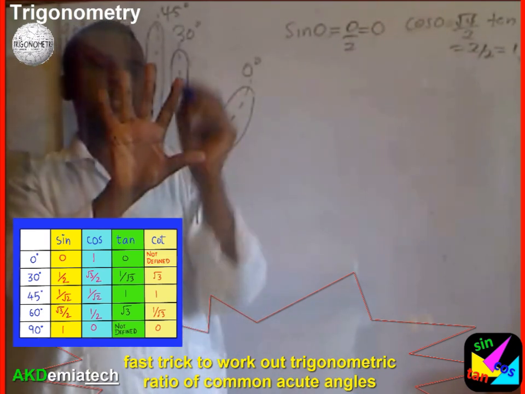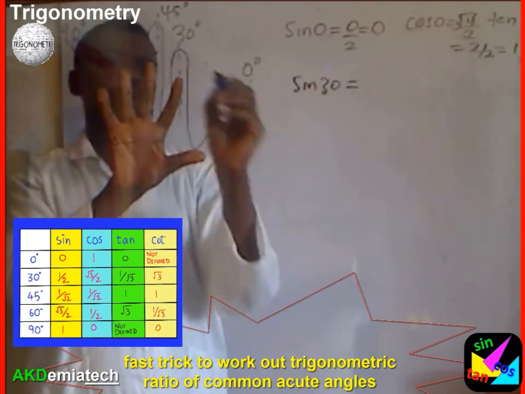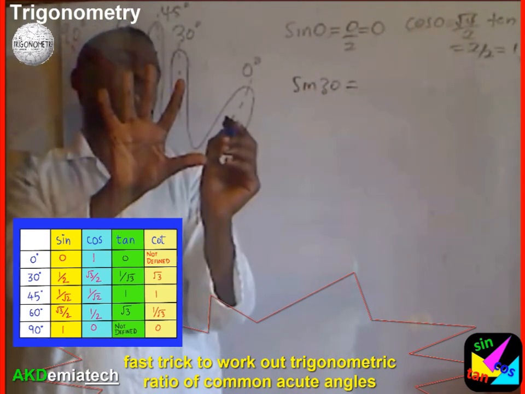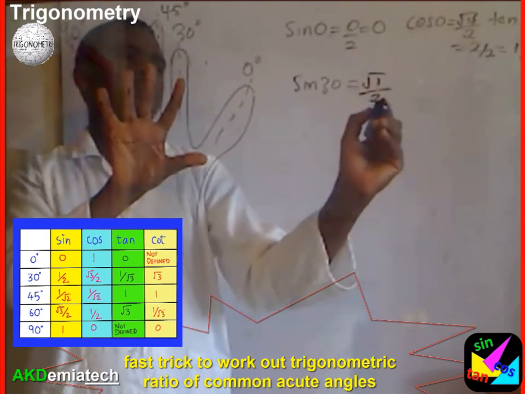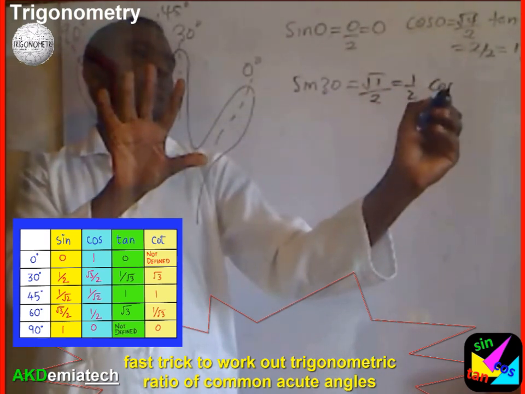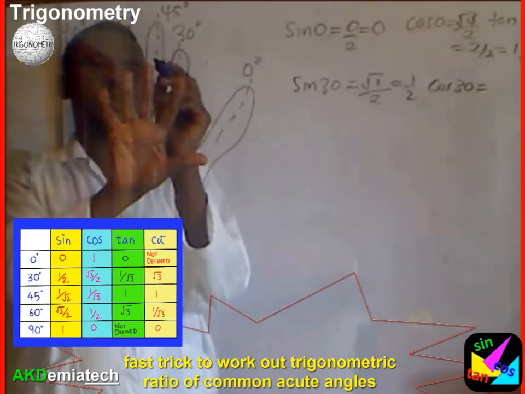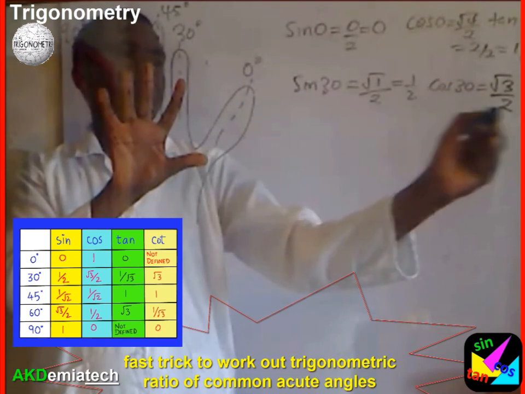Let's work out sine 30. Sine 30 is equal to, I have this finger here. How many fingers do I have in front? This is 1, so I'll say square root of 1 divided by 2. This is equal to 1 all over 2. What is cos 30? Cos 30 is equal to 1, 2, 3. This is root 3 all over 2.